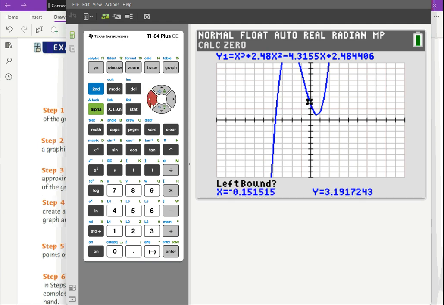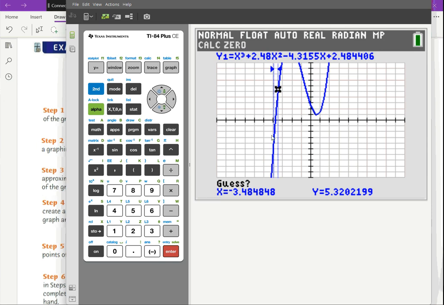So left bound, I'm going to click on that. It's going to be on the left side of the 0. Then I want to be on the right side of the 0. Then it's going to ask me for a guess, and it doesn't matter where that cursor is. It's going to zero in, no pun intended, right here. So I get negative 3.79116. My y value is negative 2e negative 12. This can be confusing at times for students. What that means is that the e in this particular calculator is scientific notation. So that is negative 2.